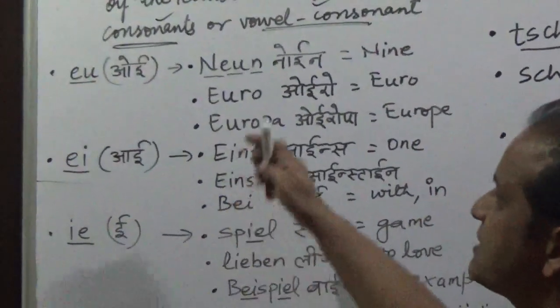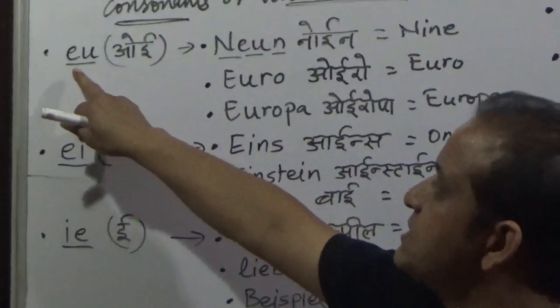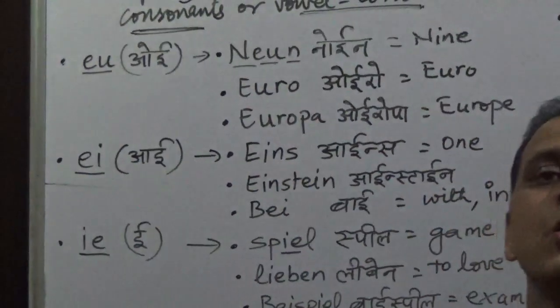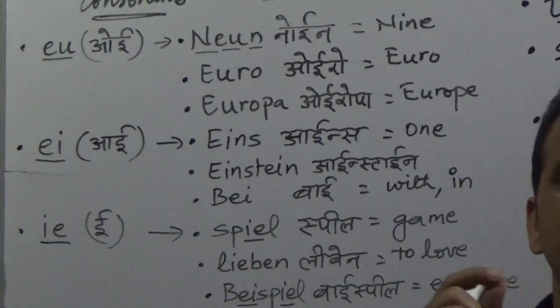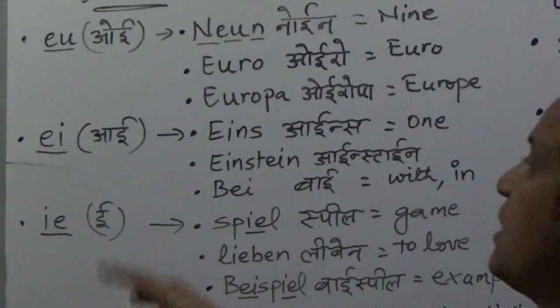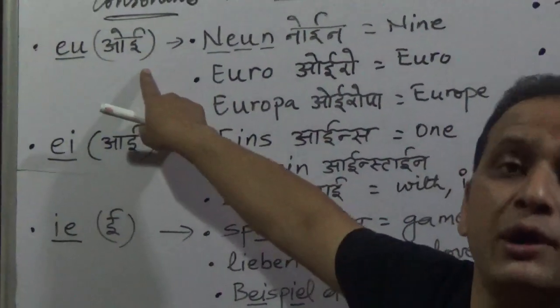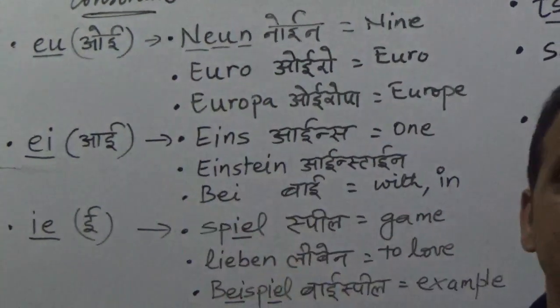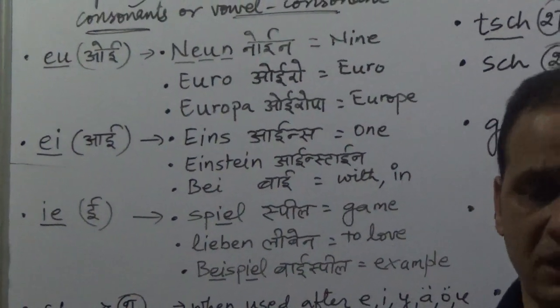Okay, the first German diphthong is what? This is E and this is U. These two vowels, when they come together, create a special sound, and that is oi. And to understand it better, let's take the help of examples.